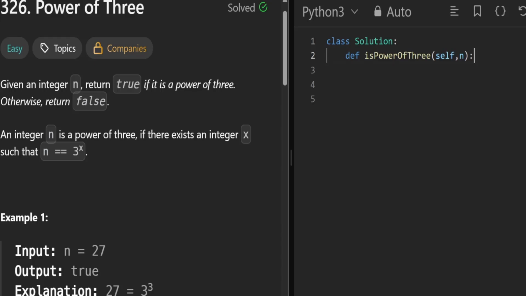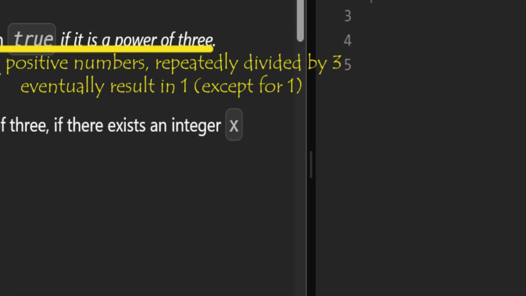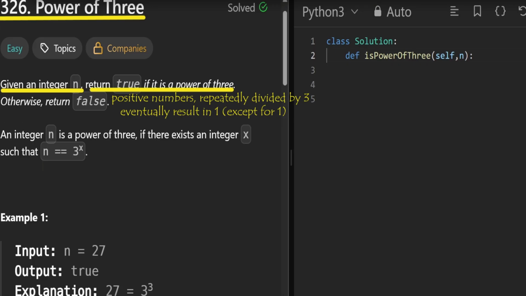I'm Alan and today we're taking a look at 3 solutions to Leetcode 326, Power of 3. Given an integer n, return true if it is a power of 3, return false otherwise. With the exception of number 1, powers of 3 are positive numbers such that repeatedly dividing by 3 will eventually result in 1. For example, some powers of 3 are 1, 3, 9, 27, and so on.